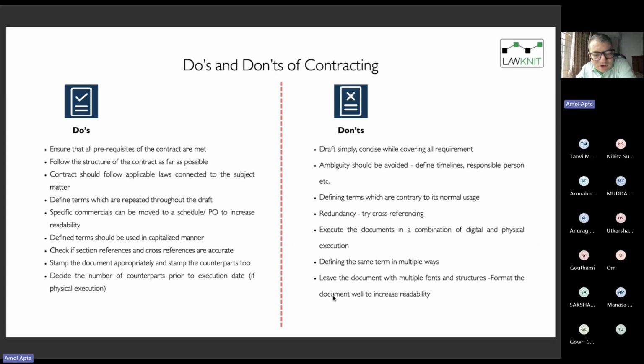Then decide the number of counterparts prior to the execution date. If you are physically executing the document, it makes sense to decide the counterparts beforehand and then execute the documents accordingly.